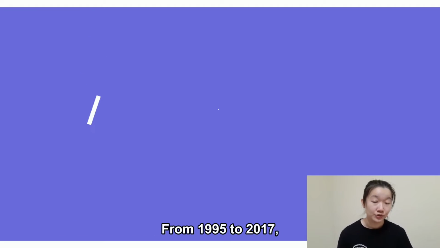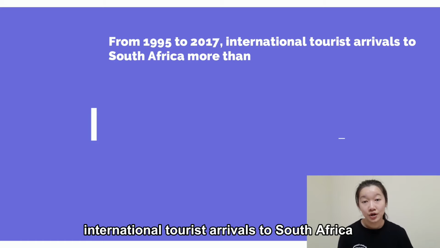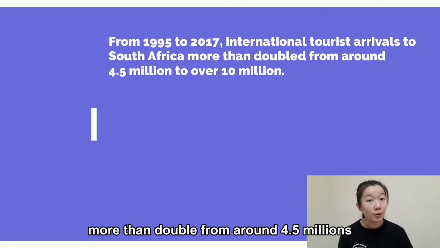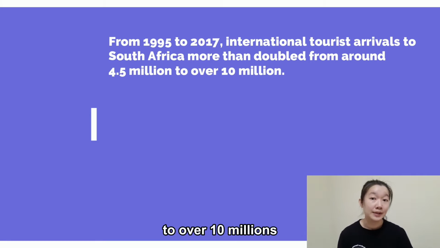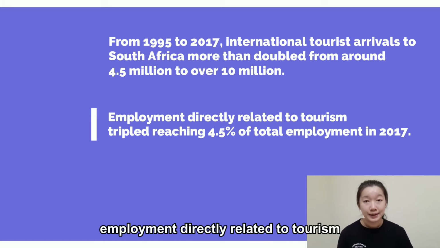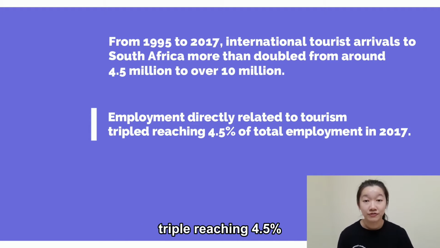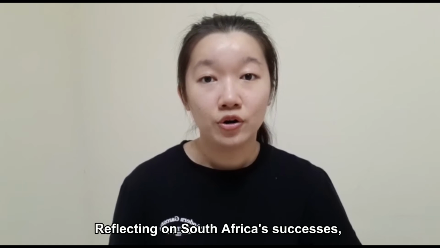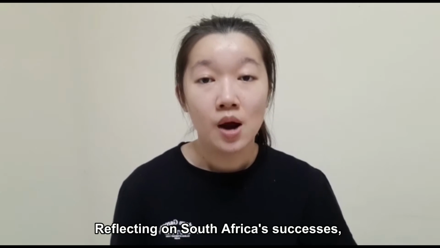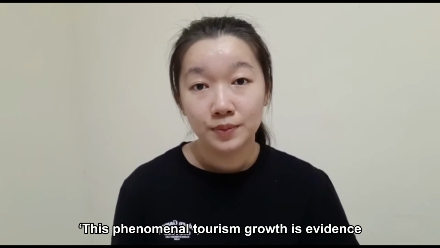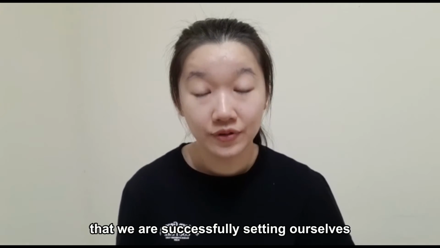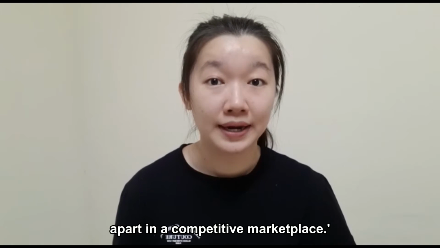From 1995 to 2017, international tourist arrivals to South Africa more than doubled, from around 4.5 million to over 10 million. Over the same period, employment directly related to tourism tripled, reaching 4.5% of total employment in 2017. Reflecting on South Africa's successes, President Zuma stated, "This phenomenal tourism growth is evidence that we are successfully setting ourselves apart in a competitive marketplace."